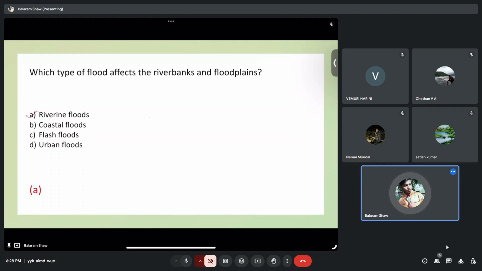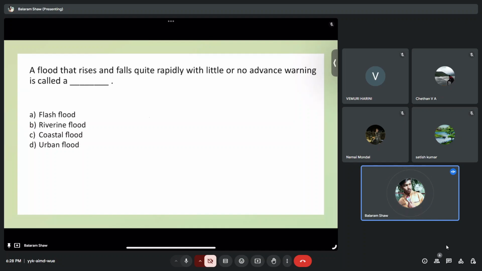So the next question is, which type of flood involves the overflow of seawater into the coastal region? When the salt water or the seawater comes into the coastal region, we call that coastal flood. So the correct answer will be B. Right. Okay, let's move on to the next question.